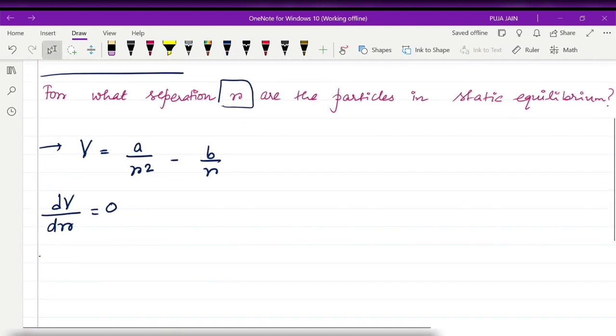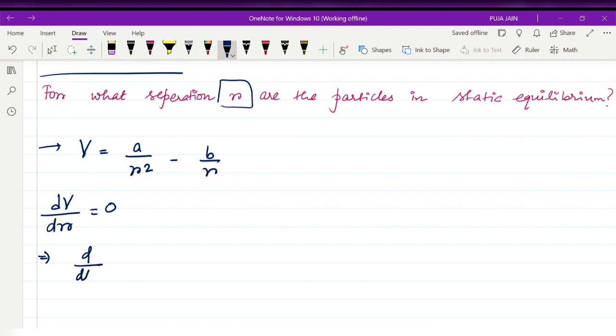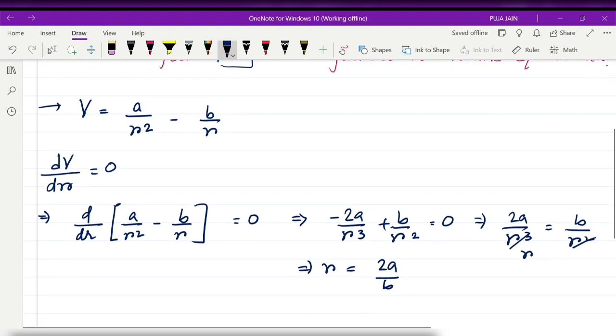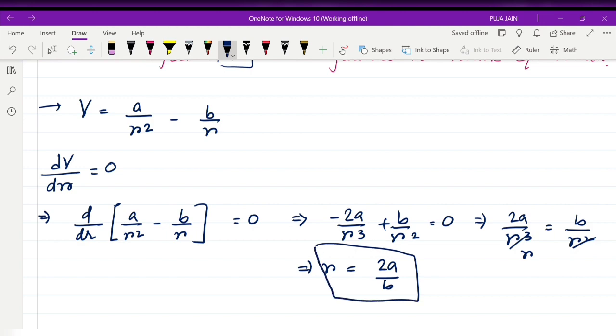So what we are getting is d/dr of A by R square minus B by R, that must be equal to 0. So after differentiating, we are getting minus 2A by R cube plus B by R square equals 0. So 2A by R cube equals B by R square. So we are getting R equals 2A by B. So this is the mutual separation for which the particles are in static equilibrium.